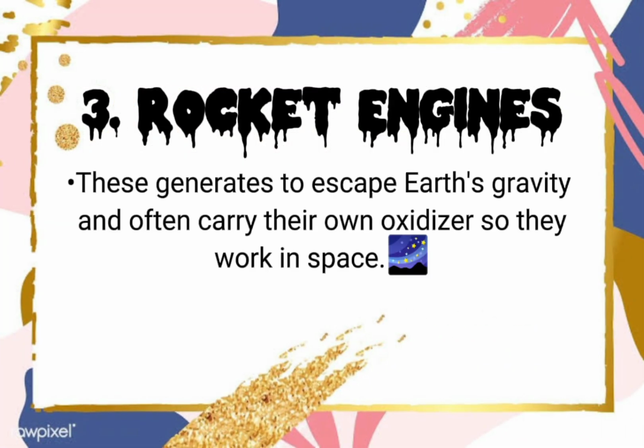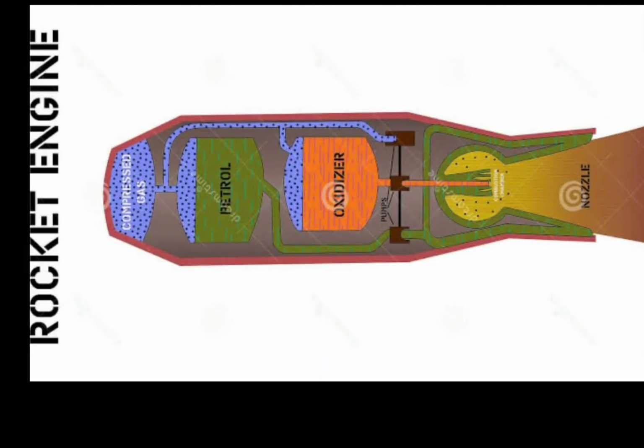And lastly, the rocket engine. This generates thrust to escape Earth's gravity and often carries its own oxidizer so that it can work in space. This is the image of a rocket engine, and as you can see, it has 4 parts: the compressed gas, the petrol, the oxidizer, and the nozzle.